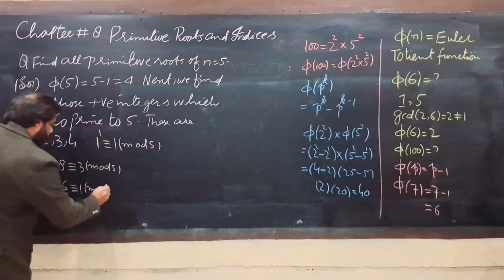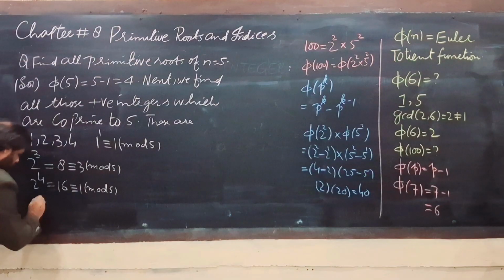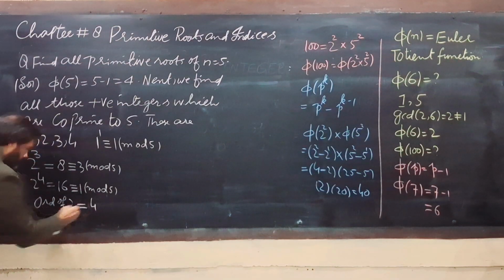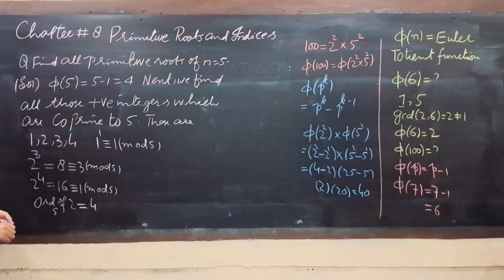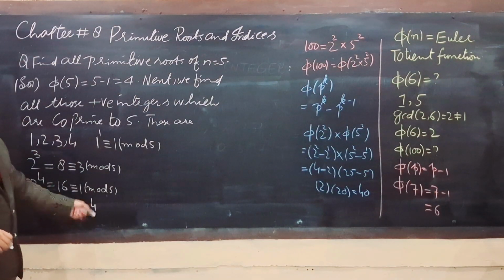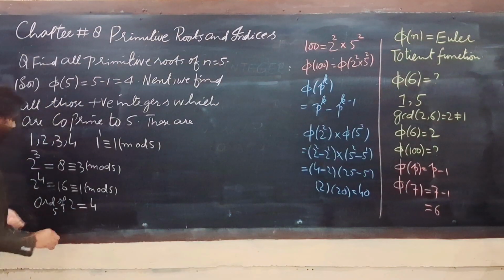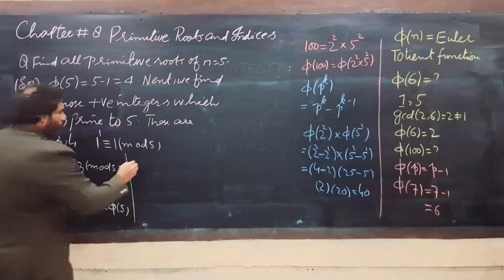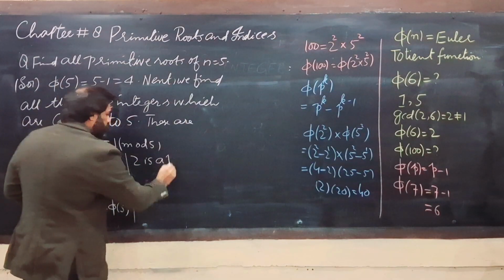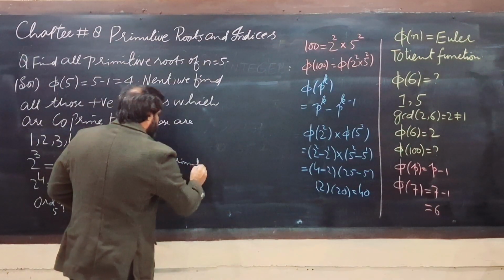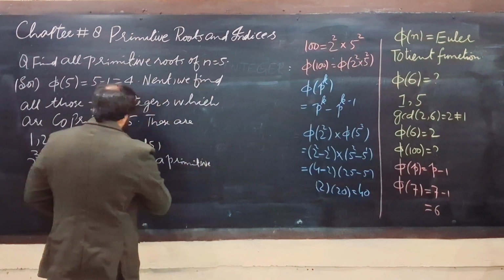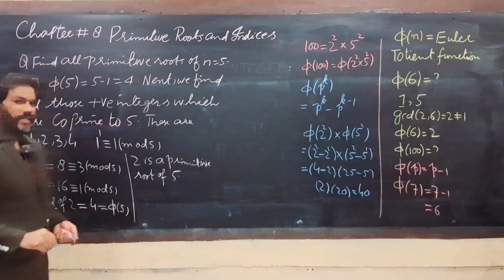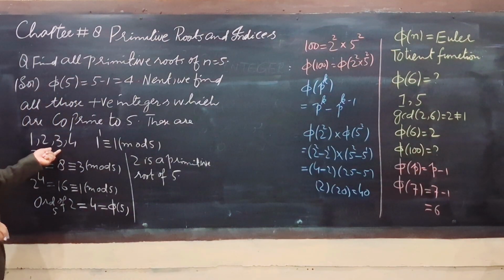This shows that the order of 2 is equal to 4 modulo 5, and 4 is actually the value of phi of 5. So this shows that 2 is a primitive root of 5. Next we check whether 3 is also a primitive root or not.